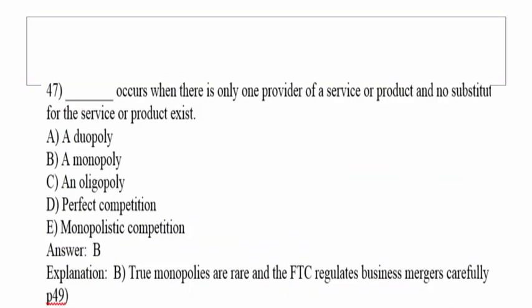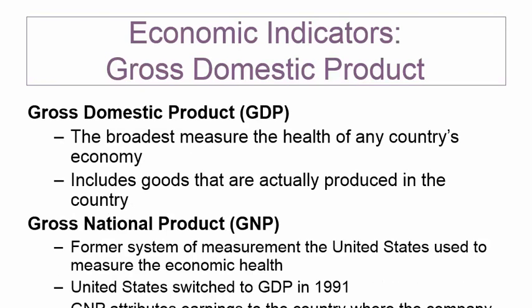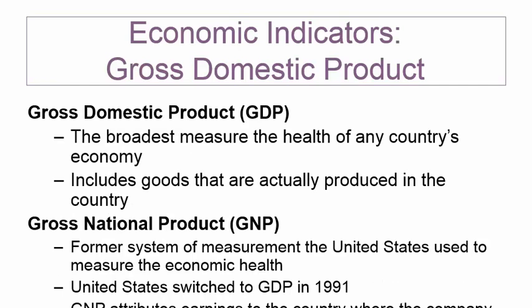Okay, so let's take a look, and we say what occurs when there's only one provider. That's a monopoly. An oligopoly, few sellers, where our oil companies, our cell phone makers, cell phone providers, whatever. Just a couple, but you saw those different ones.